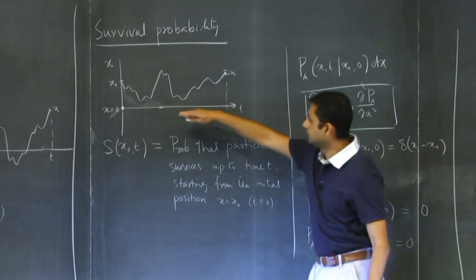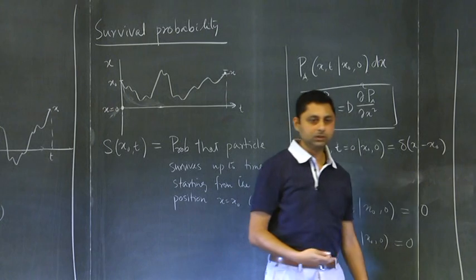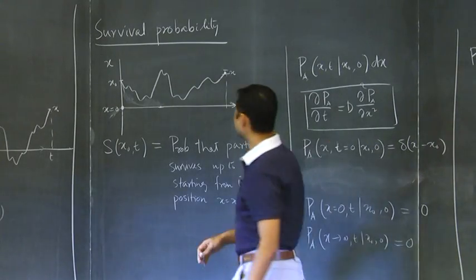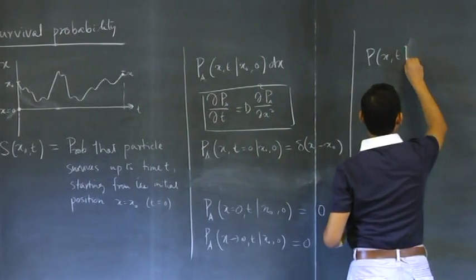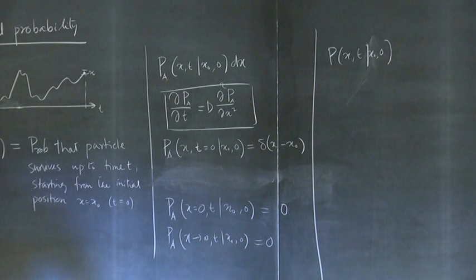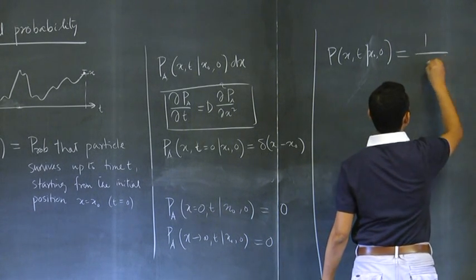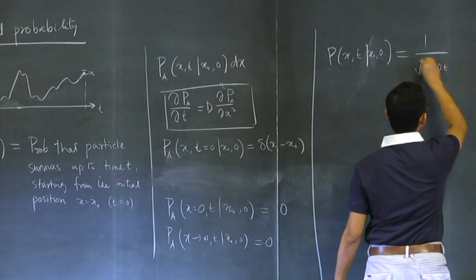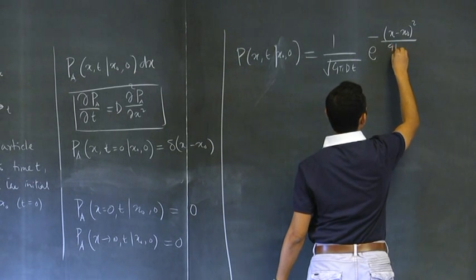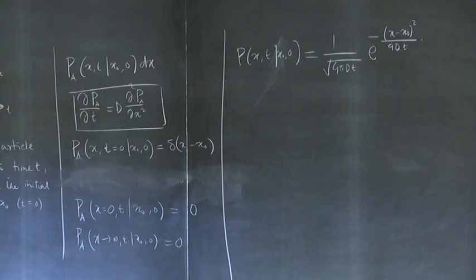If this condition was not there, what is the solution? That is P of x, t, let us put this one also starting with x 0 at 0. If this condition was not there, that is the probability density. So, what is the answer? This answer was 1 over root 4 pi Dt, e to the power minus (x minus x 0) whole square by 4Dt. So, that was the solution, that is what we found yesterday.